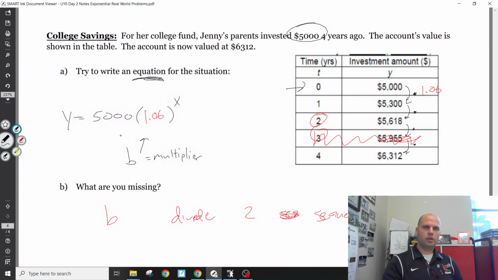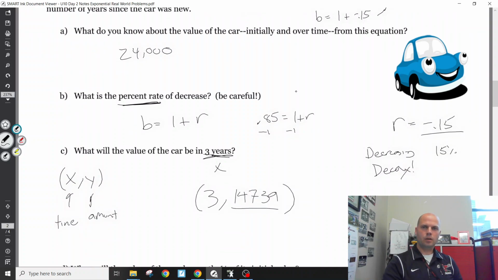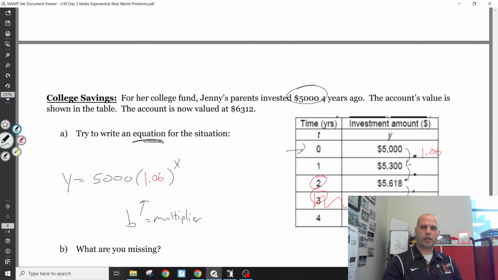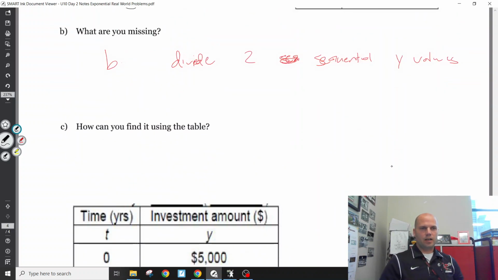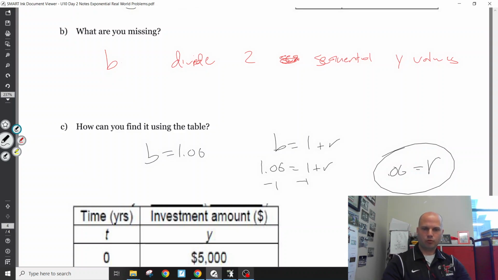Probably what I would do is go back and give you an equation, you find some values, and then I'm going to give you another situation, and you answer the same questions. And this is really just like if you had the graph, figuring out your multiplier. Maybe you could find R from here as one extra thing: B equals 1.06, or B equals 1 plus R. 1.06 equals 1 plus R, subtract 1, R is equal to 0.06, or a 6% growth. Cool, all right, thanks. Real world exponential problem.